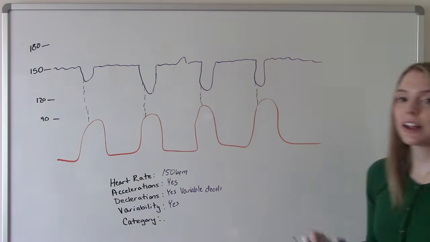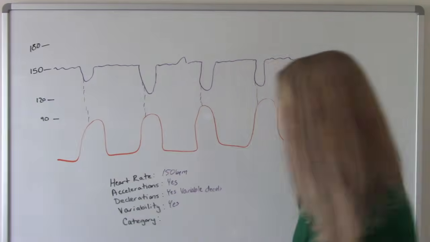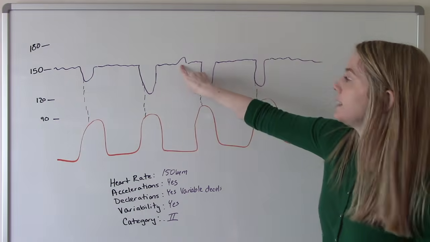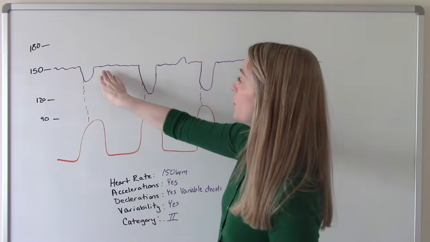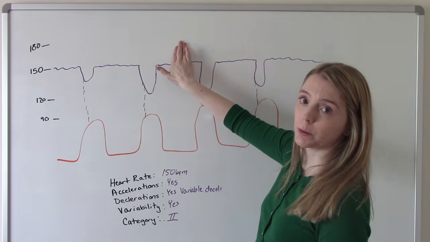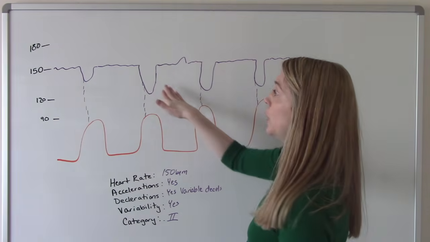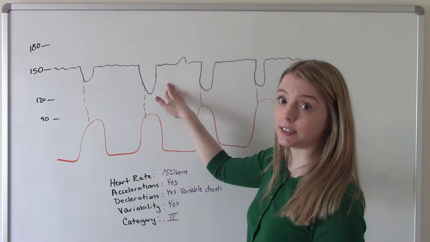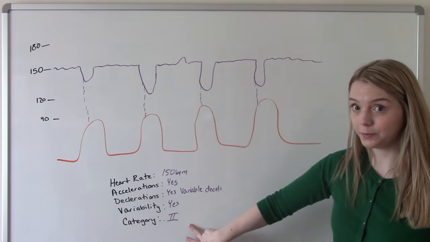And then what's our category here? Category 2. Because we have this accel, and we have this variability, the squiggliness. Now, if this were a flat line and we didn't have this accel here, then we'd be a little bit more concerned. This would be a category 3 because we could have absent variability with recurring variable decels. But since we don't have that, this is still considered a category 2.